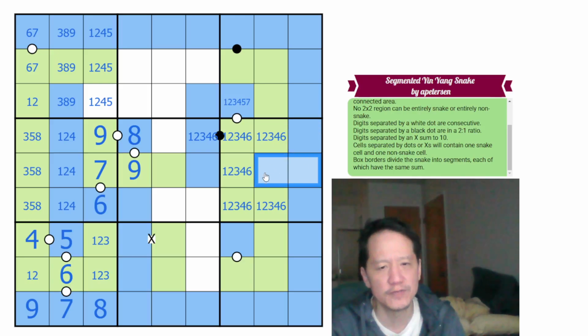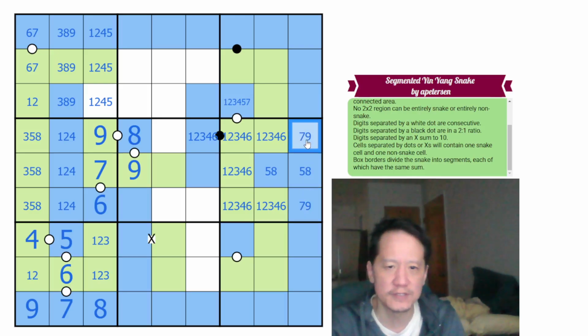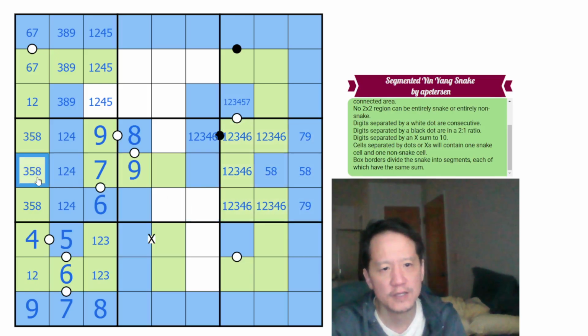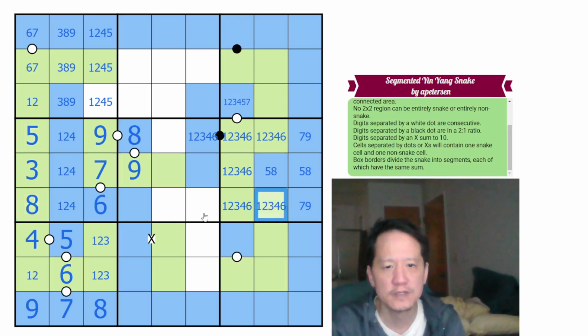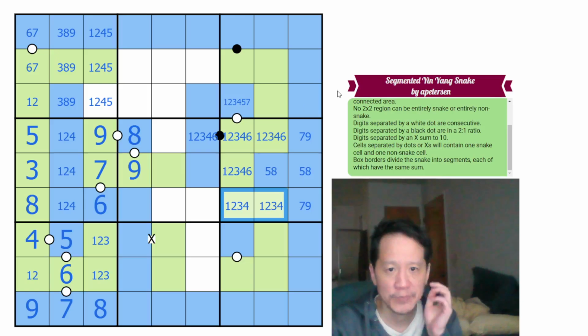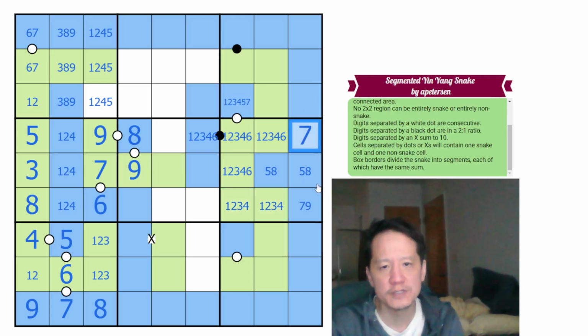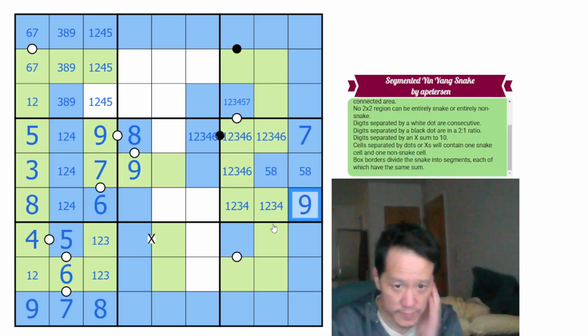This cannot be 7, 9, so this must be 5 and 8, which means this is 7, 9, this is 7, 9, because we have a 1, 2, 3, 4, 6 quintuplet in box 6. This can't be 5 or 8, which forces this to be 3, which means this can't be 3 or 8, so this must be 5, which makes that an 8. These can't be 6 here. This can't be 9, so this must be 7, which makes this a 9.